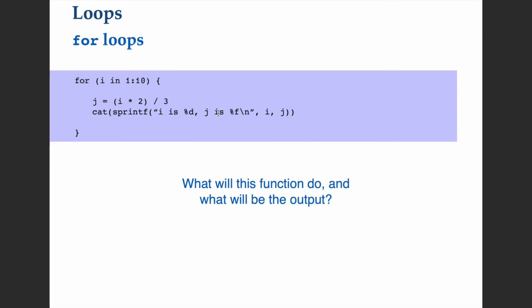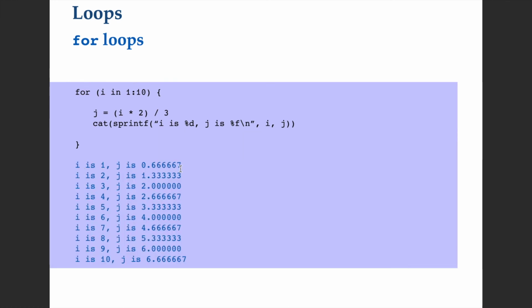And then j is, now j is going to be a floating point number because we're dividing by 3, so some of these are going to have decimal places. So the wildcard for j has to be %f, and then print a new line. And then the variable that's going to be used for our first wildcard is I. The variable for our second wildcard is j. And so if you run this, if you type this into the script position in the upper left of your RStudio workspace, and then hold down Control and hit Enter, what you should see is this.